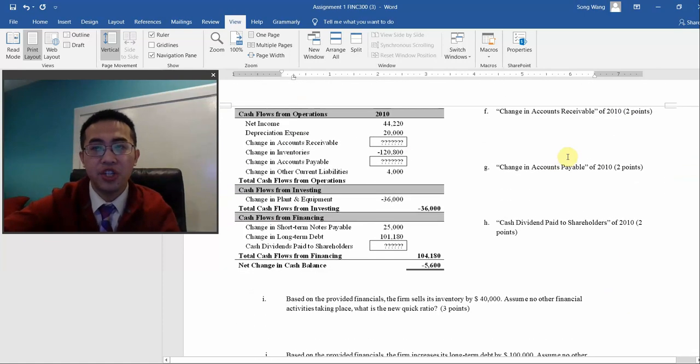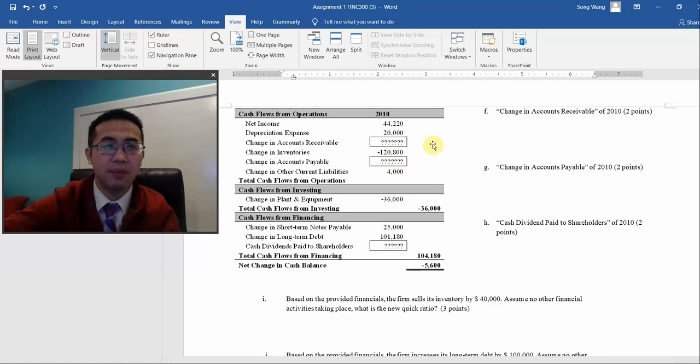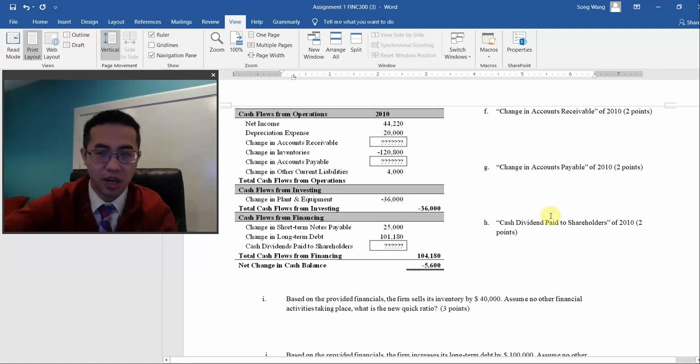And the question F and G is about the statement of cash flows, the change in accounts receivable, and then the change in accounts payable. So you should know that accounts receivable is an asset. So when assets increase, then you should put a negative sign in front of the number. And accounts payable is a liability. If liability increases, then it should be a positive on the statement of cash flows. Okay. When assets increase, your cash goes down. When liability increases, your cash goes up. Assume everything else does not change.